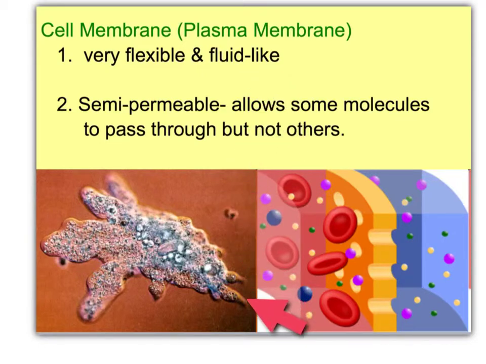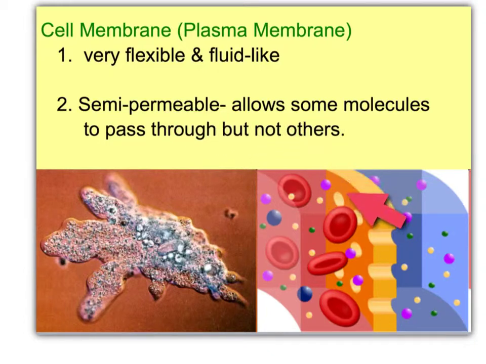You can see that with this amoeba on the bottom left-hand corner here. The cell membrane, the outside edge of it, is very flexible. It's not a straight line. It's very fluid-like. This amoeba will actually move in one direction, and its cytoplasm will ooze into what's called a pseudopod. And the amoeba is able to move in this manner because its cell membrane is flexible and fluid-like.